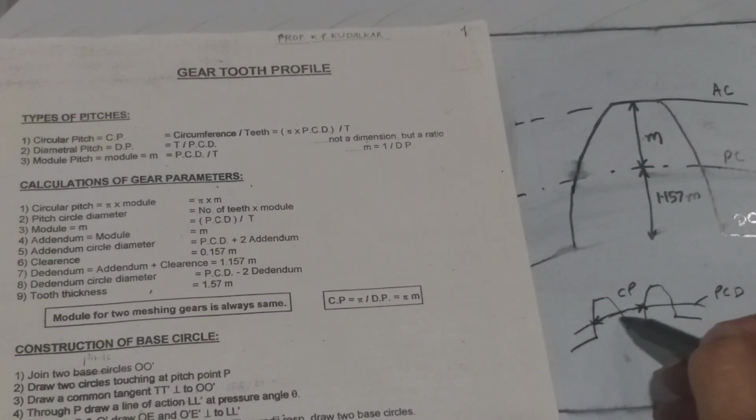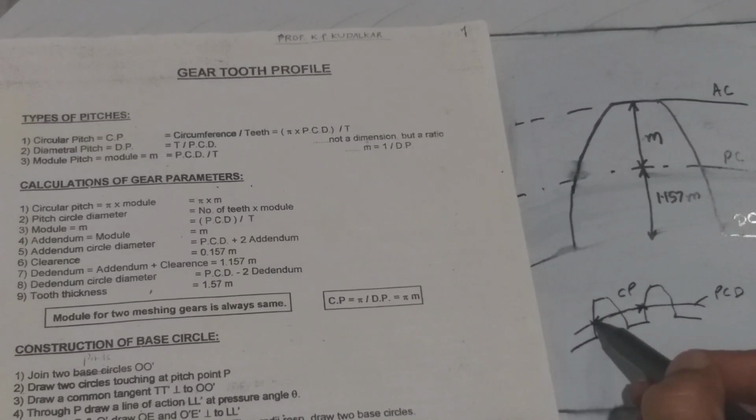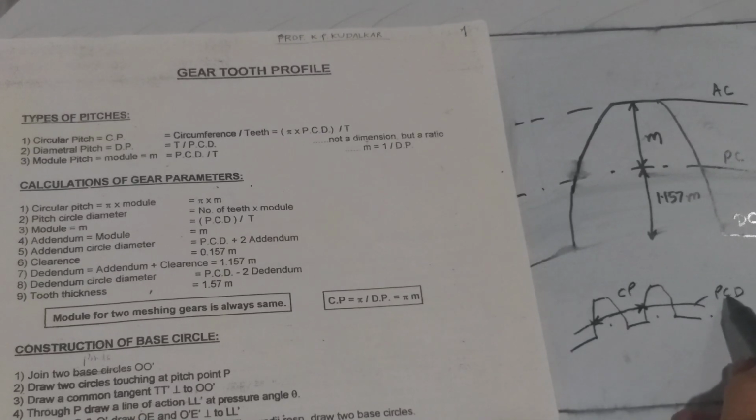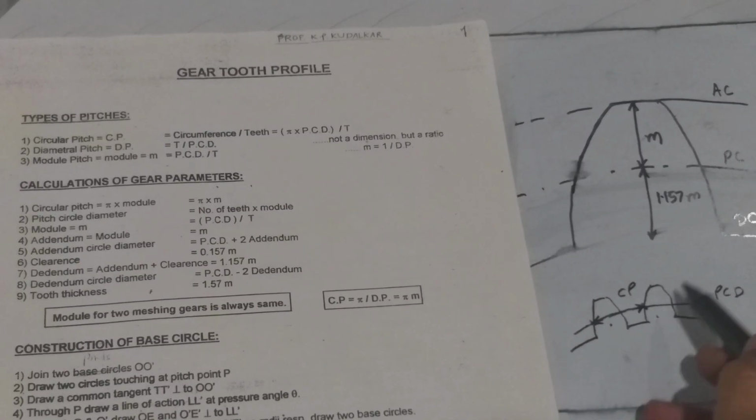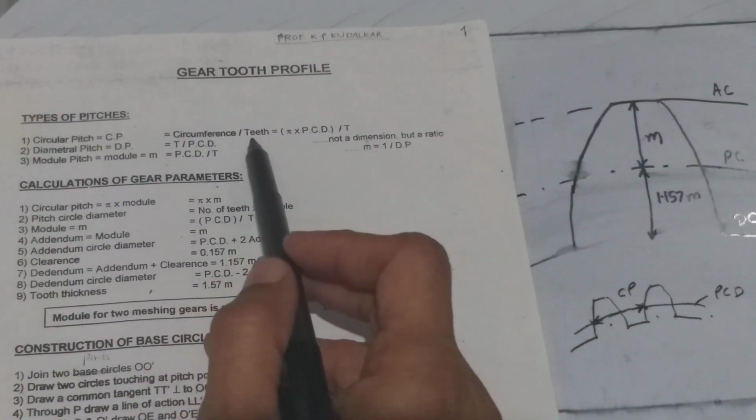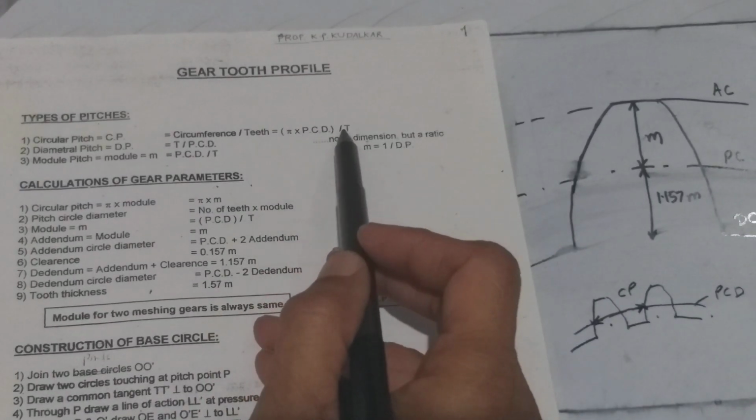Now how much is this circular pitch equal to? This circular pitch is equal to the pitch circle diameter into pi, that means the circumference of this particular circle, divided by the number of teeth. So this is one tooth, second tooth, third tooth. Suppose there are T teeth, then pi into PCD, which is the circumference of this circle, divided by the number of teeth, gives you the circular pitch. The same thing is written here: circumference upon teeth, so pi into PCD upon T.